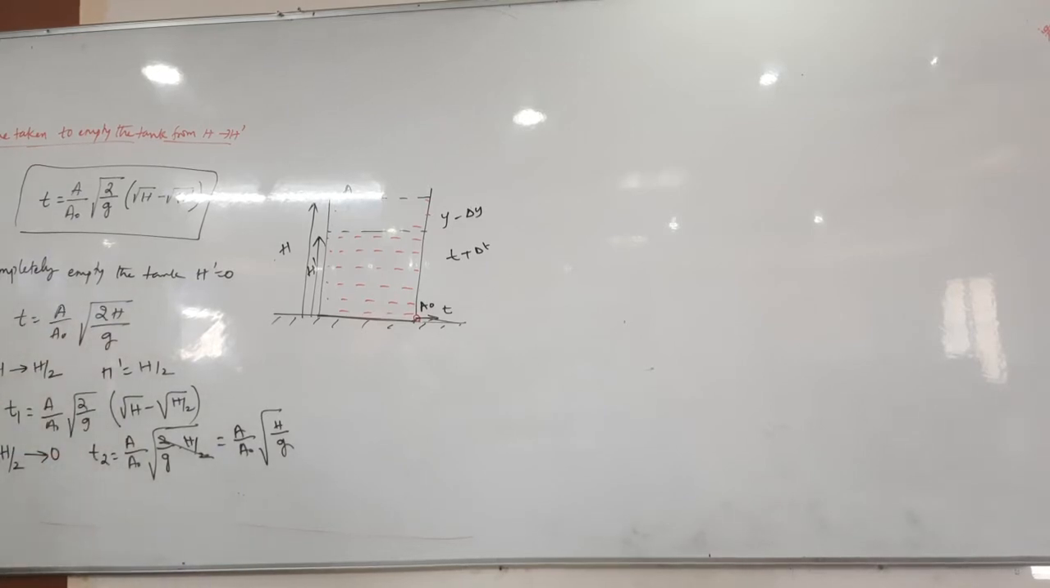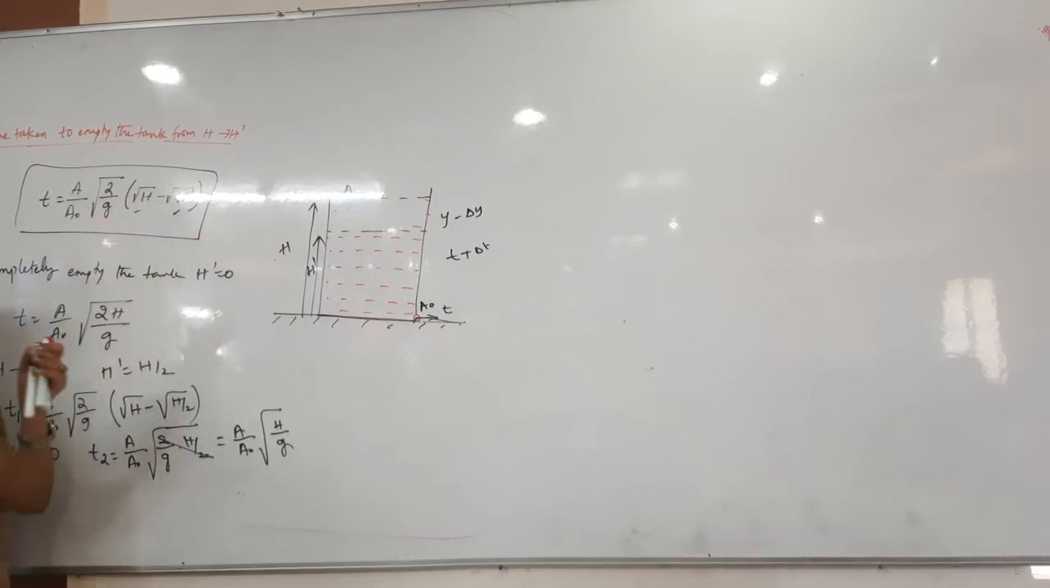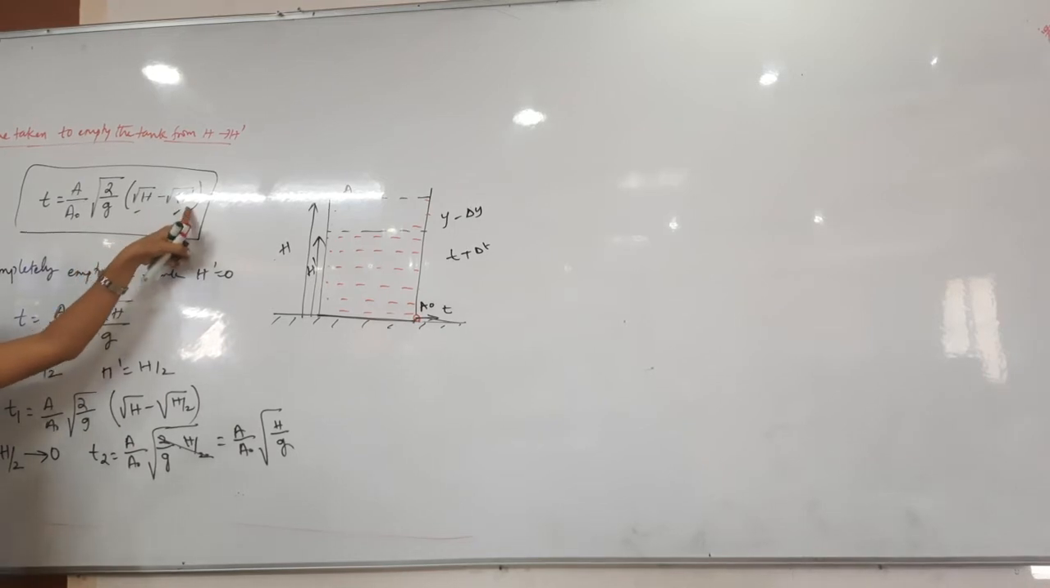That is the formula to empty from half to completely 0. And the time from maximum height to half of the height is a by a naught into under root 2 by g into root h minus root h by 2. See, first the initial height is h and then the final height is h dash. So if I say from h to h by 2, you will take this as h and this as h by 2. From h by 2 to the ground, what you have to take?